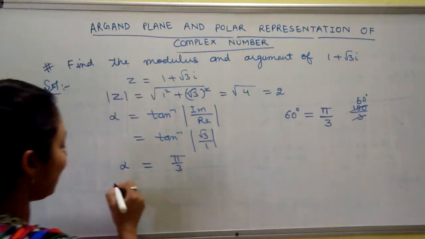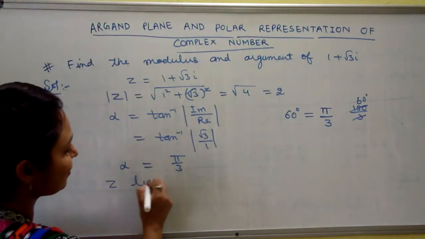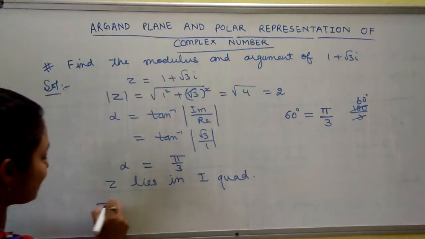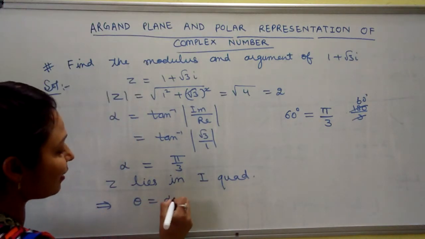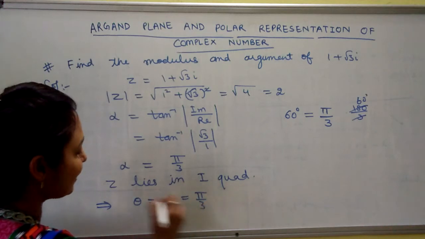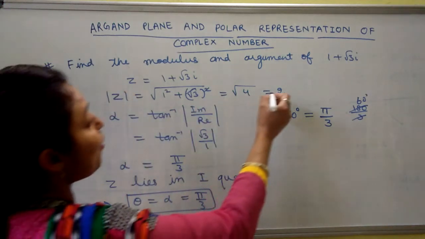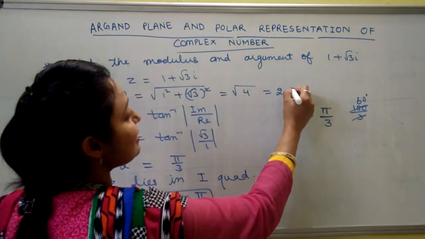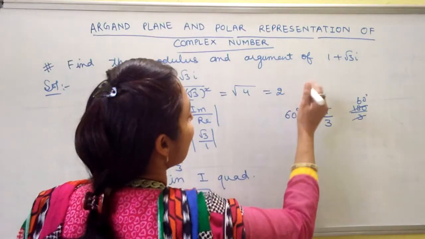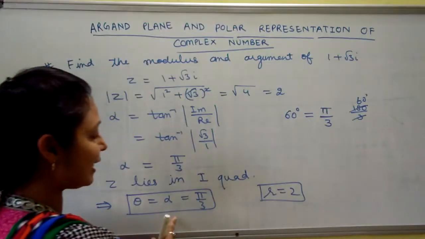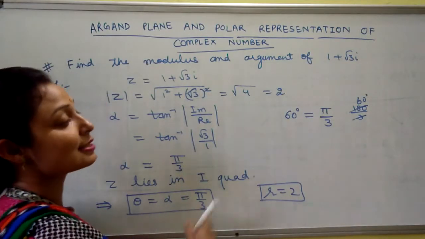And now check: z lies in the first quadrant. This implies theta is equal to alpha, that means pi by 3. So this is the principal value, that means the argument, and this is the modulus, R. So we have found the modulus and argument. This is the way to solve.